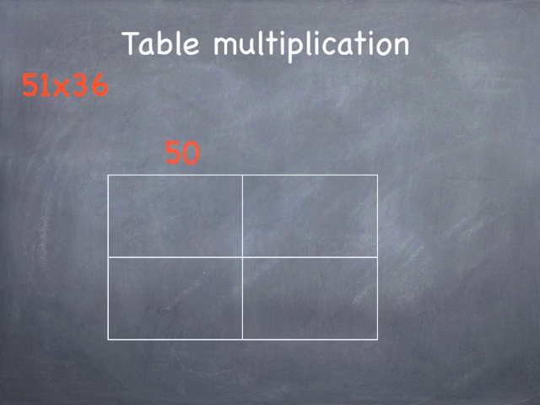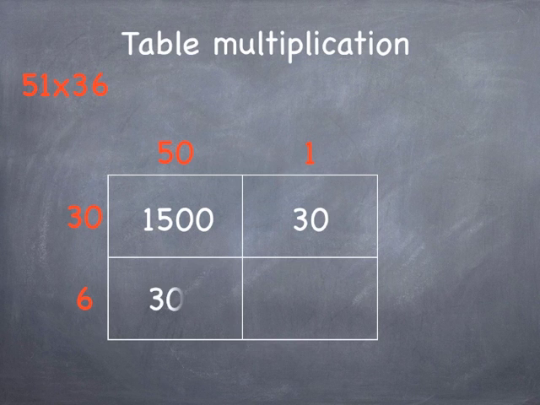Here's another example, 51 times 36. I put the 50 here and the 1 here, and the 30 and the 6 here. First, 50 times 30. Well, 5 3s are 15, and then add on the two zeros, that's 1500. 1 times 30 gives 30, 50 times 6 gives 300, and finally 1 times 6 is 6.